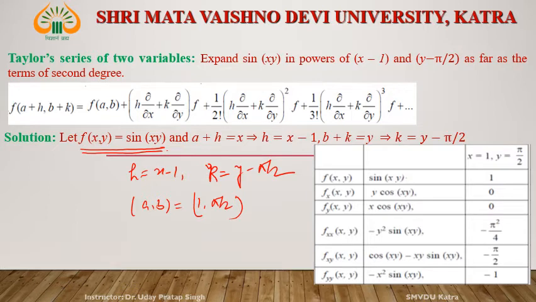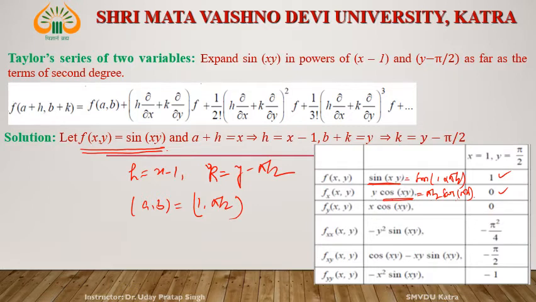What is the value of the function at 1 and pi by 2? Sin xy is sin of 1 into pi by 2. What is sin pi by 2? That is 1. Now differentiate sin xy with respect to x, that is dou f by dou x. It is y cos xy, since the derivative of sin xy is cos xy and the derivative of xy with respect to x is y. Now put x equal to 1 and y equal to pi by 2. Then this is pi by 2 cos pi by 2. What is cos pi by 2? 0. So pi by 2 times 0 is 0.